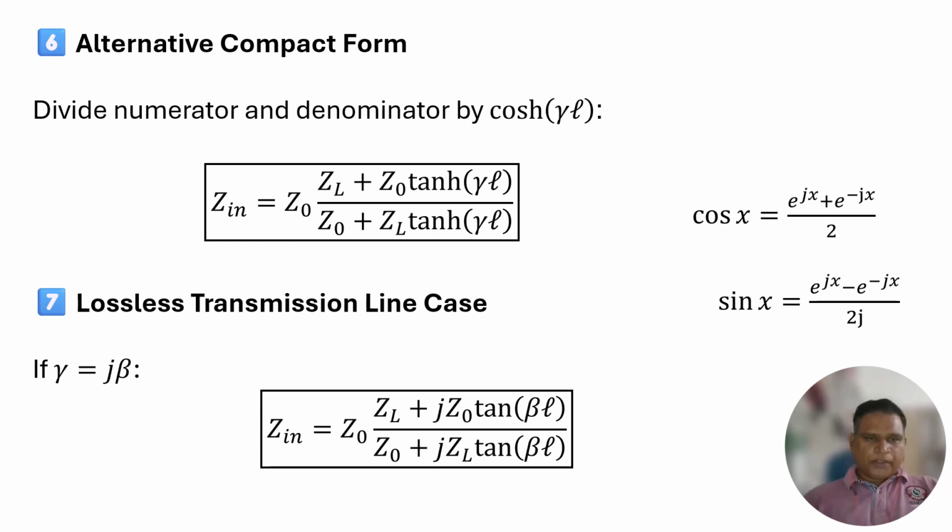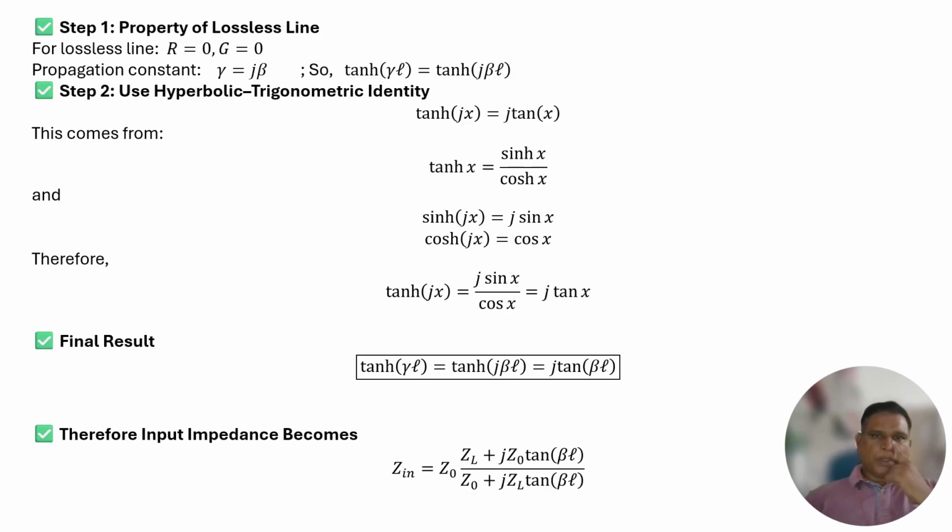We can write the input impedance for the lossless transmission line, Zin is equal to Z naught times (ZL plus Z naught tan hyperbolic gamma L). Gamma is equal to j beta, so gamma L is j beta L. Then we can write this is equal to j tan beta L. This is a very simple expression. Similarly, for the denominator also, Z0 plus j ZL tan beta L. Here we can see the hyperbolic and trigonometric identity tan h jx is equal to j tan x.